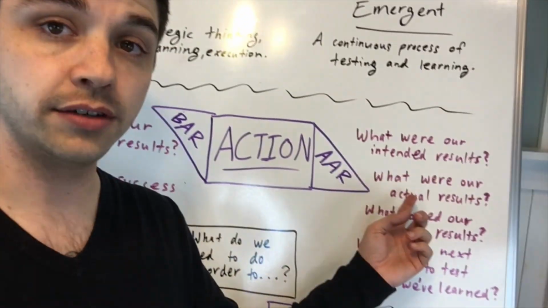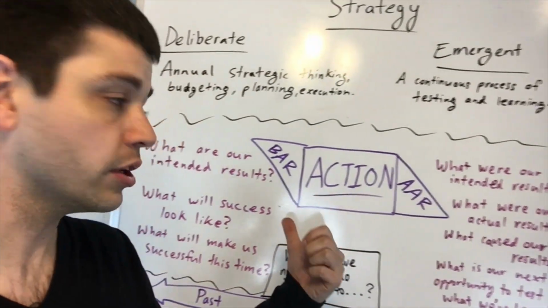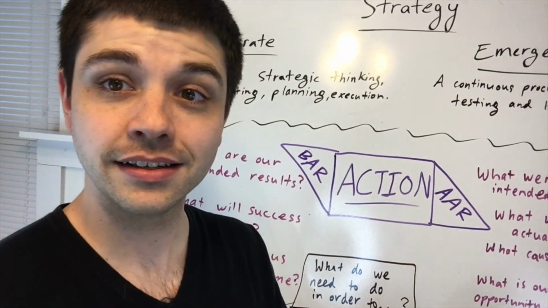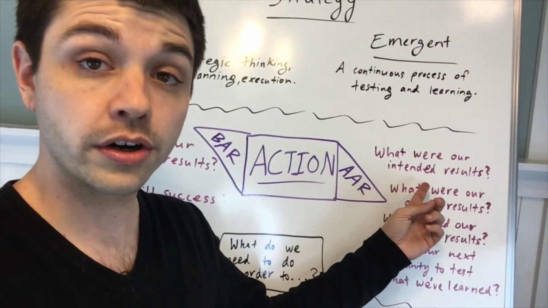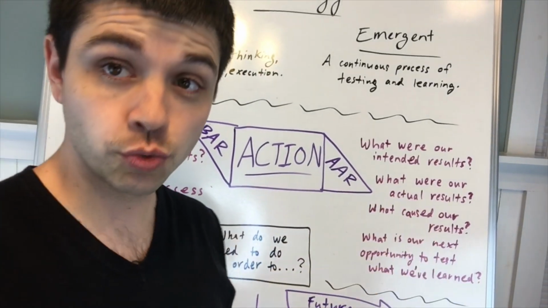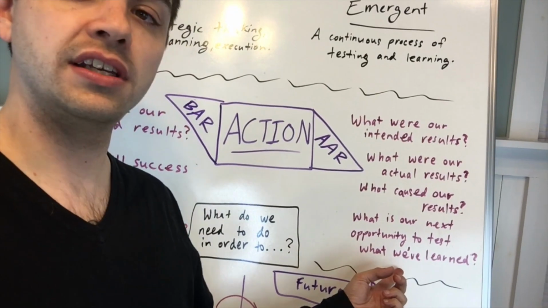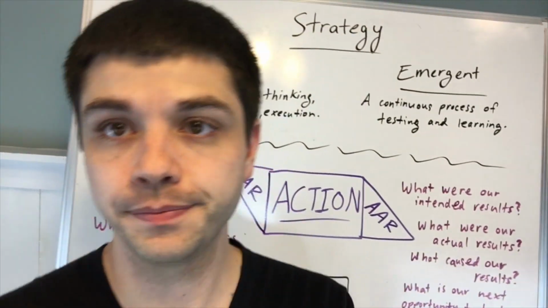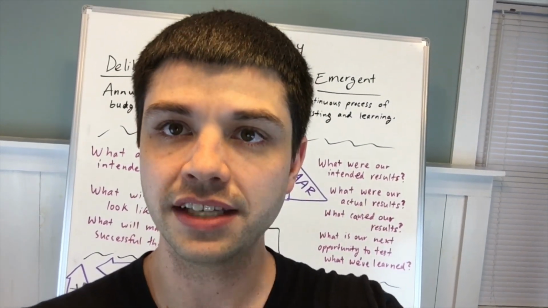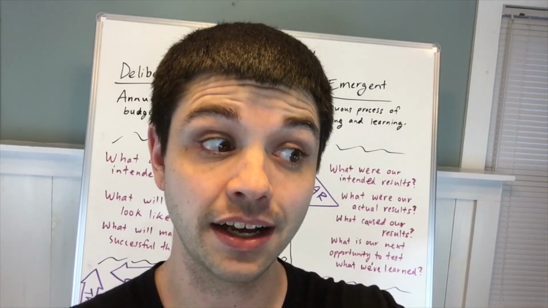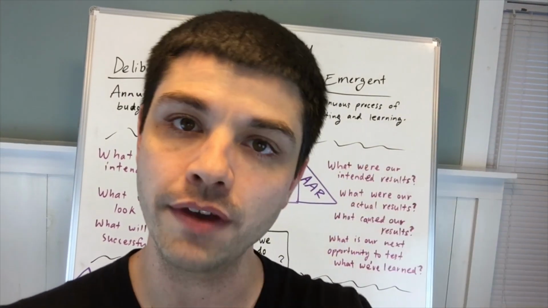What were our intended results? So again, we would already have some action that we took, and now we're kind of assessing it, right? We're looking at our hypothesis and what the results of that were. So what were our intended results? What were our actual results? What actually happened? What is our next opportunity to test what we have learned? And that's really important. Looking to the future to find the next opportunity to test out this strategy and to test out the new strategy that we're developing based on the feedback that we've just got.